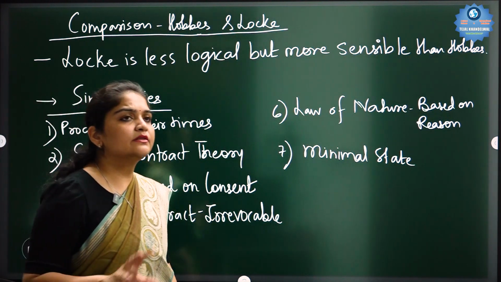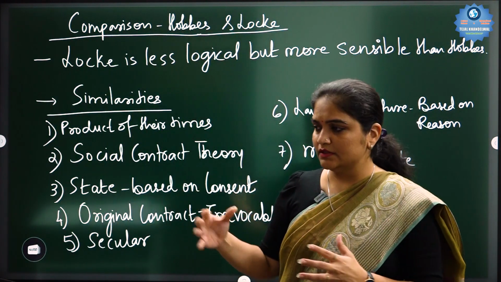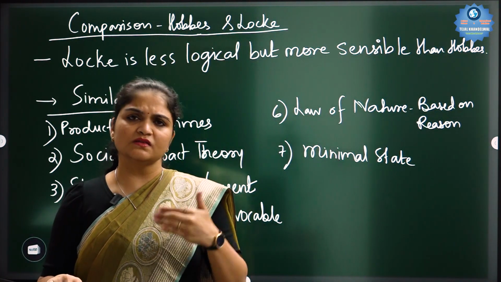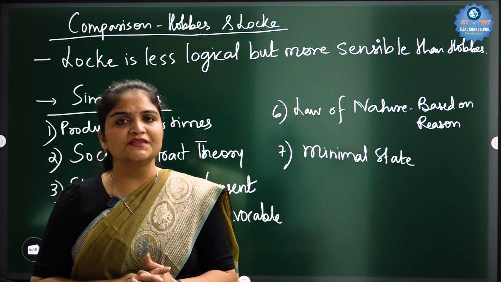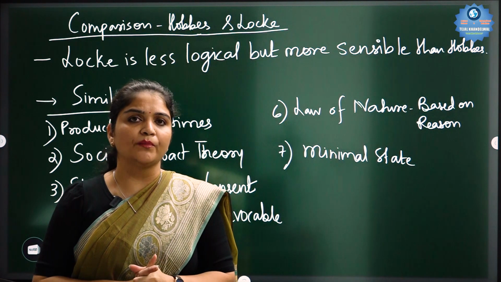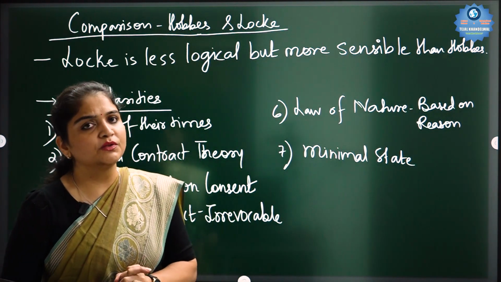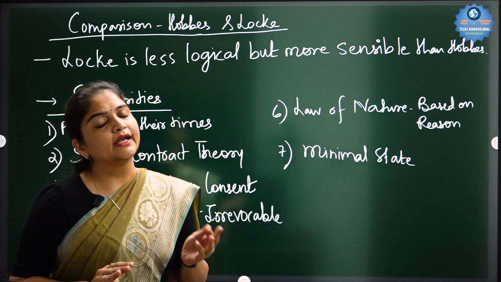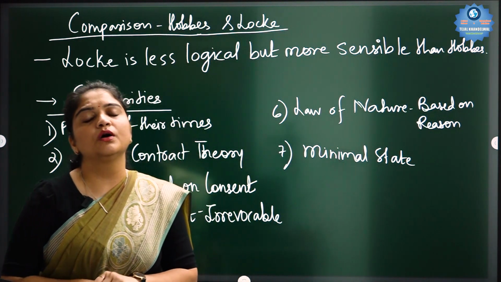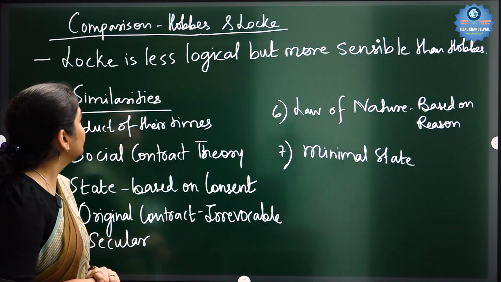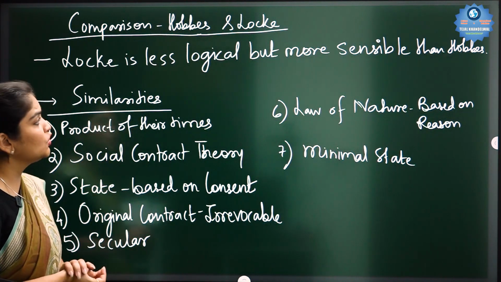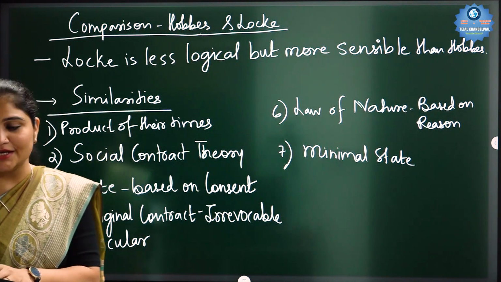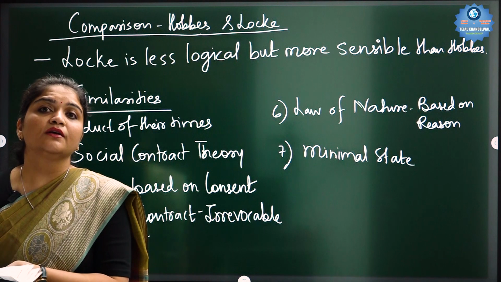Now let's see the comparison between Hobbes and Locke. Even though I have devised the whole lecture and its theme where you can make the key differences, let's sum it up, because nowadays we are seeing questions in UPSC which are very comparative in nature. Already a comparison between Plato and Aristotle has come, Kautilya and Machiavelli has also come. So there can be a question in future which compares what? Hobbes and Locke. Now, it is said that Locke is less logical but more sensible than Hobbes.